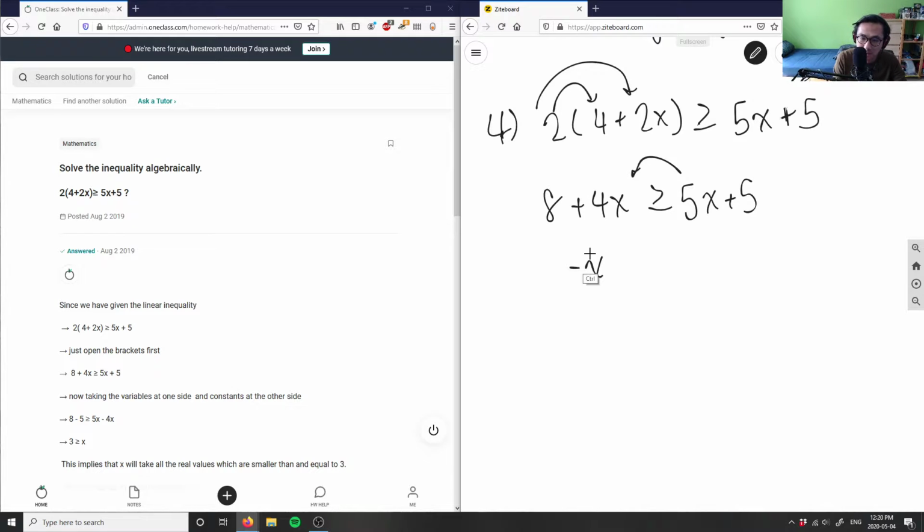So I have 8 minus x is greater or equal to 5. Then I can bring 8 to the other side, and I would subtract 8 from both sides, and I would get negative x is greater or equal to negative 3 here.